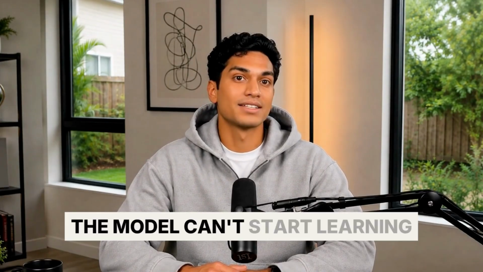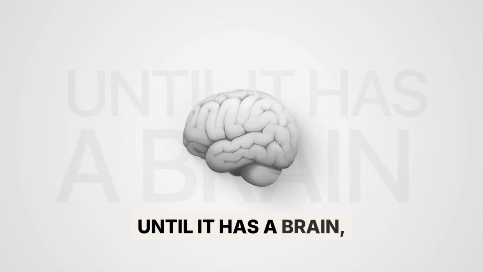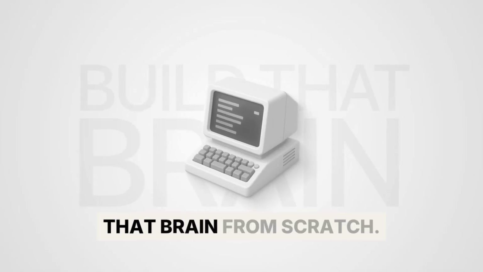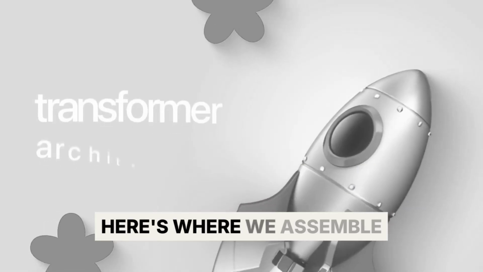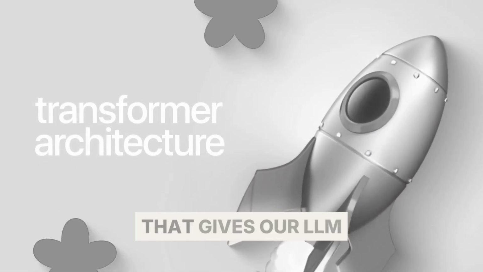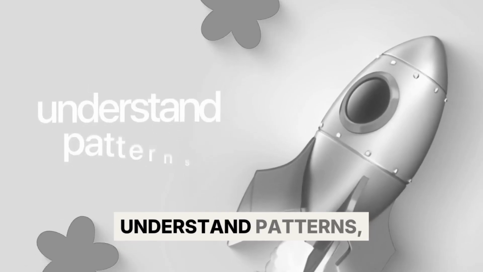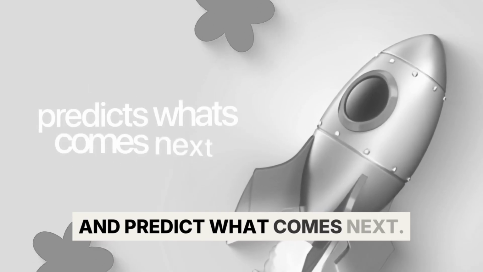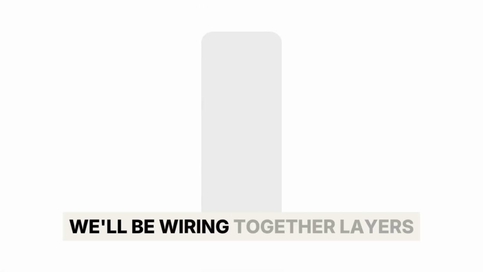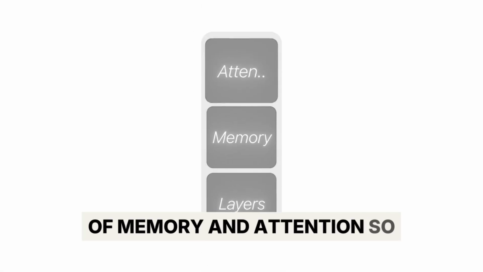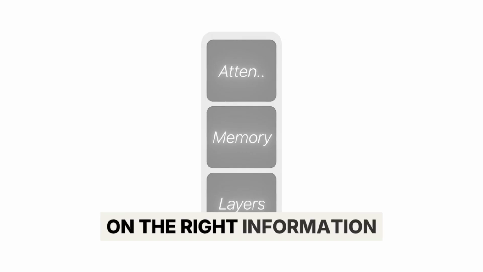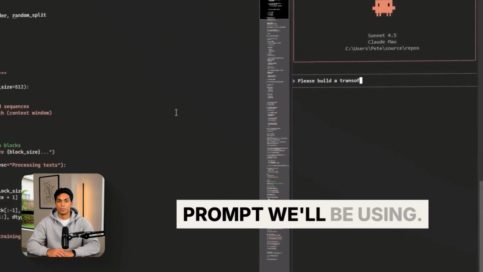Now, the model can't start learning until it has a brain, so we need to build that brain from scratch. Here's where we assemble the transformer architecture that gives our LLM the power to read text, understand patterns, and predict what comes next. We'll be wiring together layers of memory and attention so the model can focus on the right information while it trains. This is the exact prompt we'll be using.